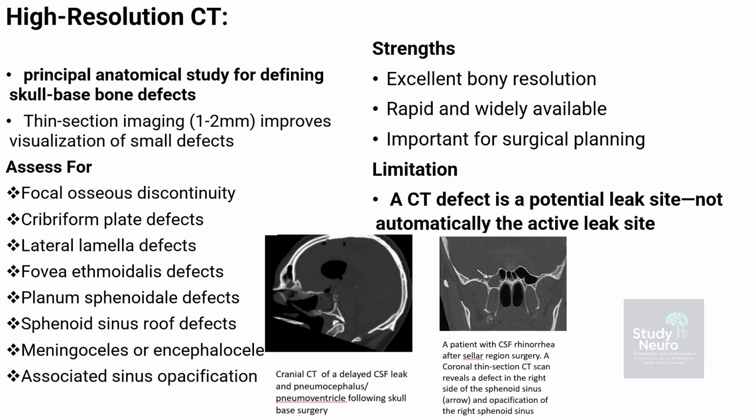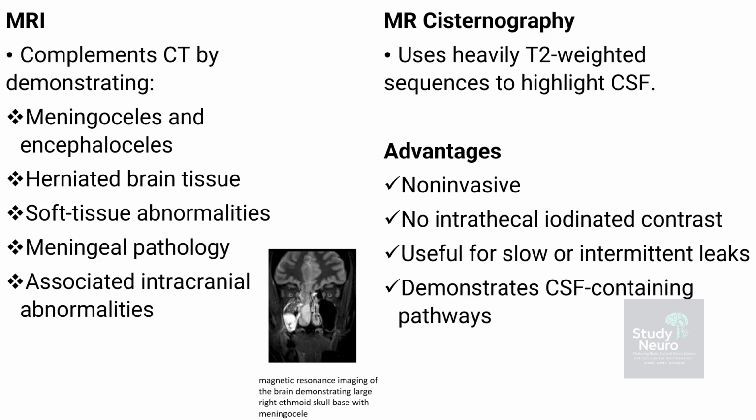Magnetic resonance imaging complements computed tomography by providing better information about soft tissues and demonstrating meningoceles, encephaloceles, herniated brain tissue, meningeal abnormalities, and other intracranial findings. Magnetic resonance cisternography uses heavily T2-weighted sequences to highlight cerebrospinal fluid and its potential pathways. It is non-invasive, does not require intrathecal iodinated contrast, and can be useful for slow or intermittent leaks. Computed tomography defines the bone. Magnetic resonance imaging adds information about the associated fluid and soft tissues.